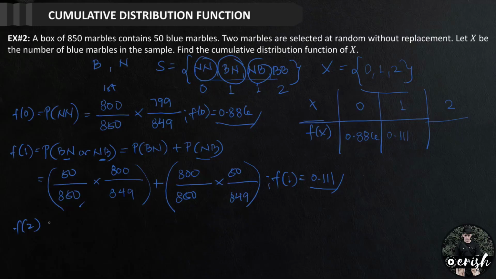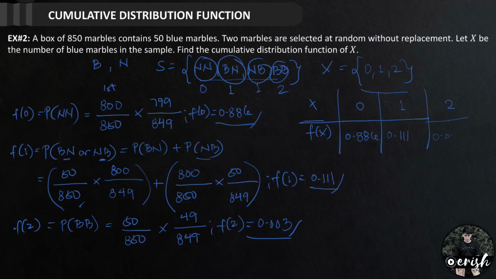For f of 2, we only have one case: the probability of the same blue marble. So we put here a total of 850. The first selection is a blue marble, this is 50, times the second selection, a blue marble again. It has decreased by one because this is without replacement, this is 849. And here it is 49 na lang. Our f of 2 is now equal to 0.003. That is what we put here.